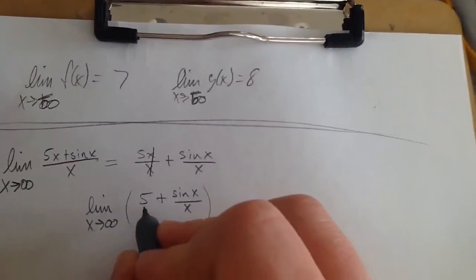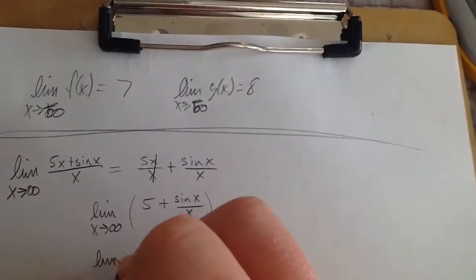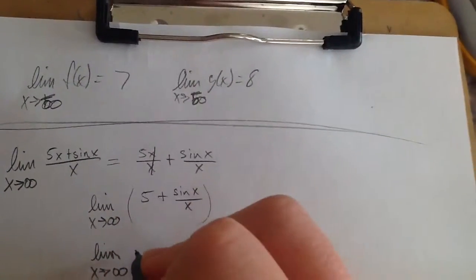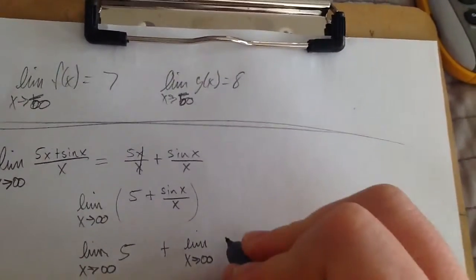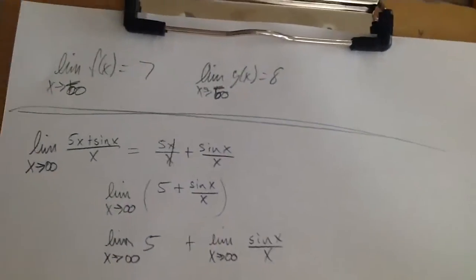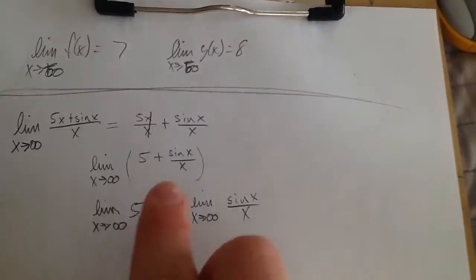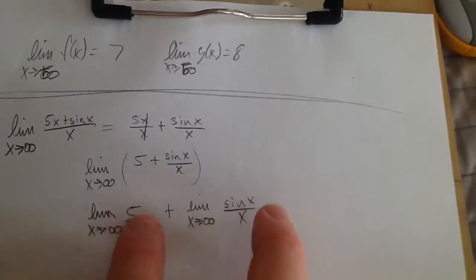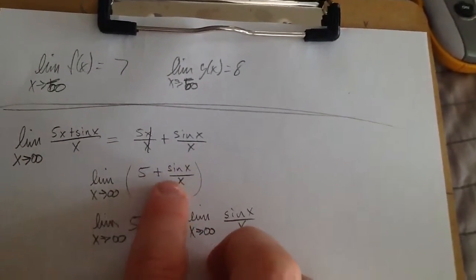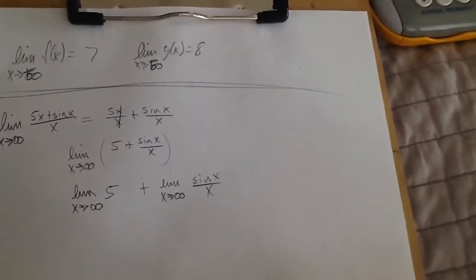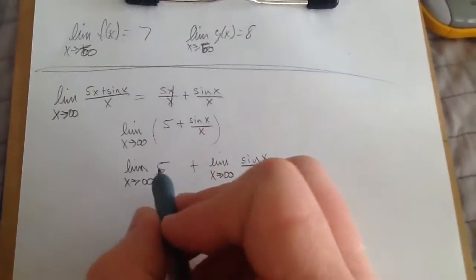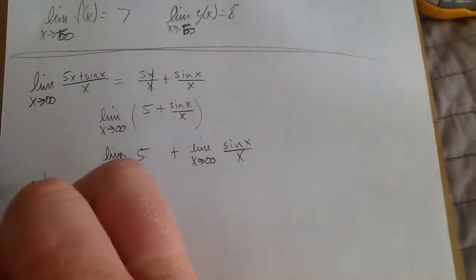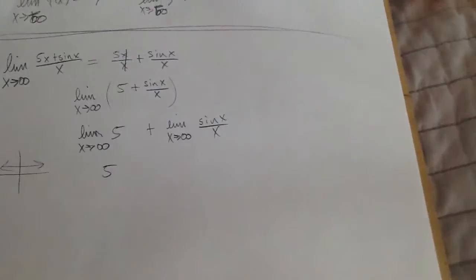What those properties allow me to do is break this apart now. I can go the limit as x approaches infinity of 5 plus the limit as x approaches infinity of the sine of x over x. Right? Because if I add the two limits, it's the same as if I were to do that directly. I just broke it down and made it simpler. So the limit as x approaches infinity of 5, well, that's easy. 5 is just a line at 5, so as x approaches infinity, it's still going to be 5.